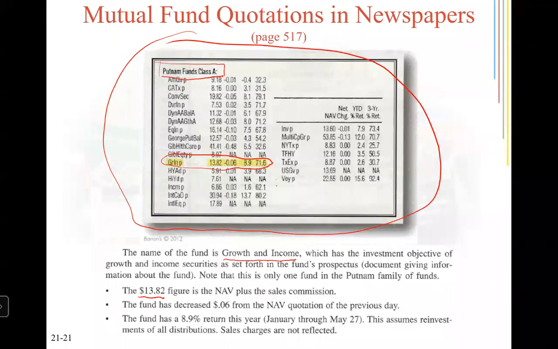Okay. The next column tells you the change. So you see the change is negative 0.06. That means the value went down 6 cents. Okay. So that's why it's negative. That means yesterday it was higher. It was 6 cents higher. And then this 8.9, it says the fund has a return of 8.9% this year from January through, in this case, it was May sometime. All right, so that's just telling you what the return on the fund is.